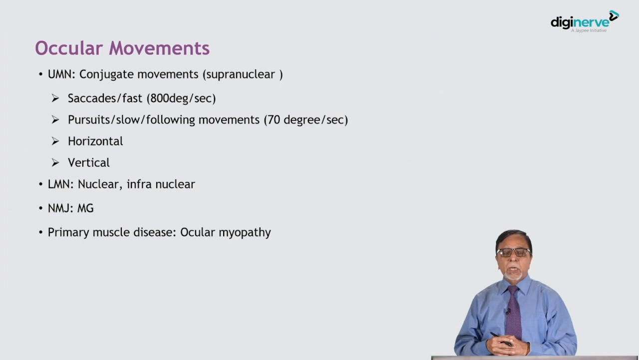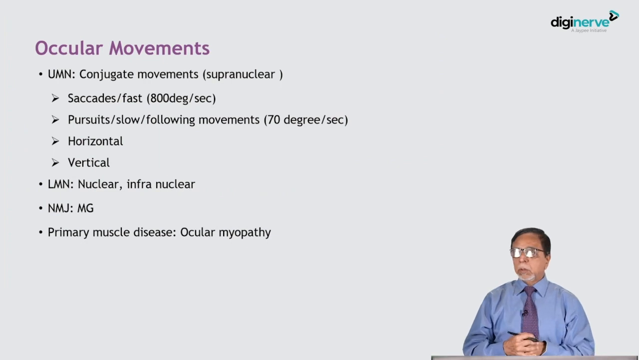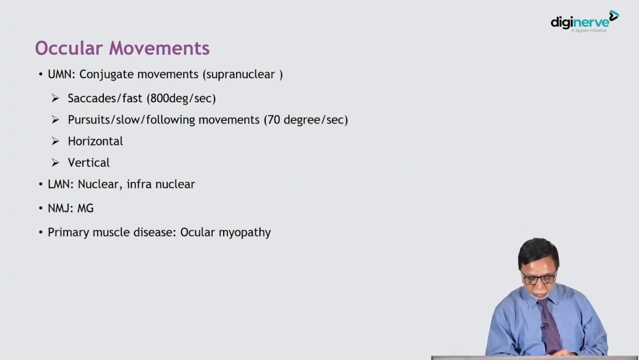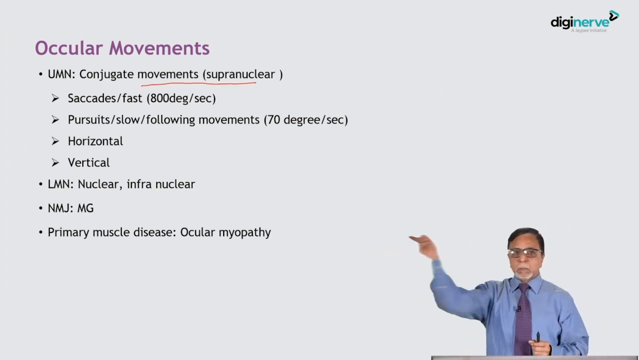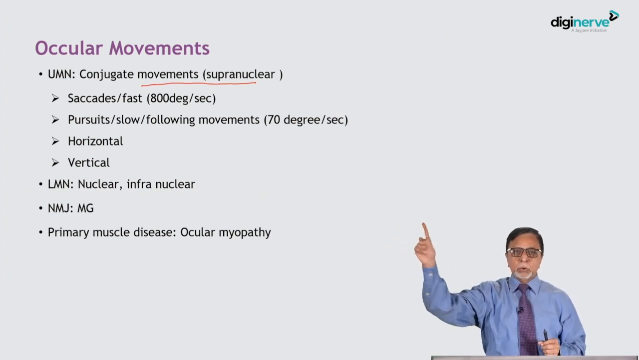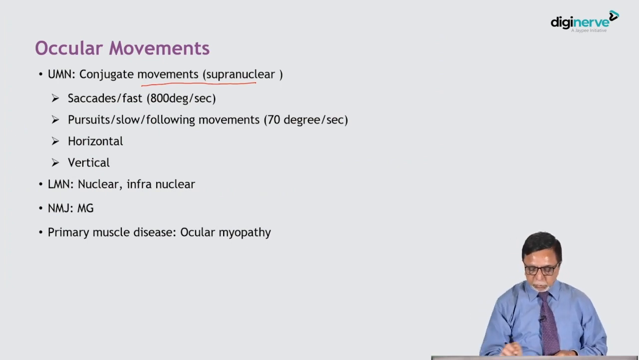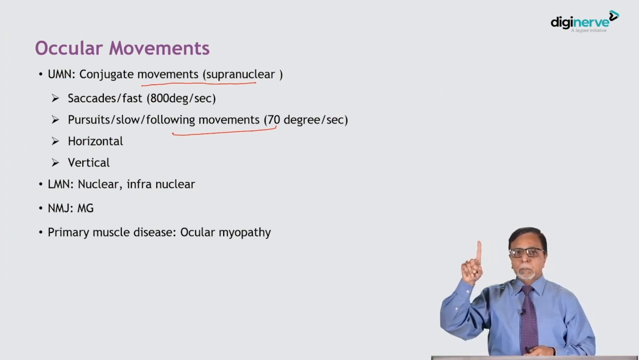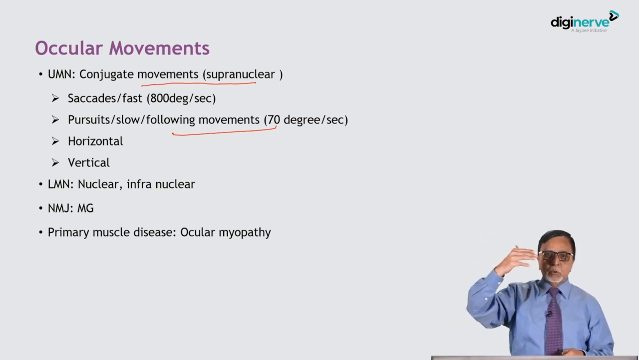Now, ocular movements, again, to find out: is it upper motor neuron? Is it lower motor neuron? Upper motor neuron lesions usually don't cause double vision. Usually, I am saying, there is no hard and fast rule. Now, conjugate movement, supranuclear. Saccades are fast, 800 degrees per second, very fast. This is saccade movement, where you should be around 12 inches away from your nose or from the midline. Pursuits are slow following movements, 70 degrees per second. These are the pursuits. They can be broken in a number of conditions, especially extrapyramidal syndrome and cerebellar disease.